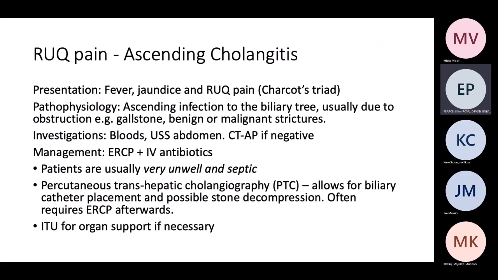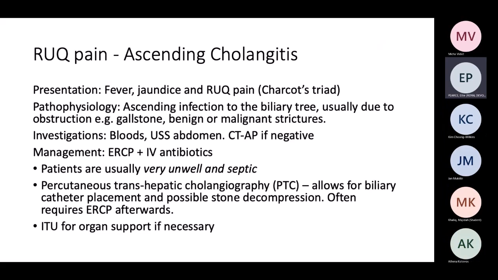Also to think about in the right upper quadrant, we've got ascending cholangitis. Patients with this condition will be very unwell. The typical triad that they ask you about in exams is fever, jaundice, and right upper quadrant pain. Ascending cholangitis is caused by infection that ascends up the biliary tree, and again it's usually due to a gallstone stuck somewhere in the biliary tract, but can also be due to strictures.